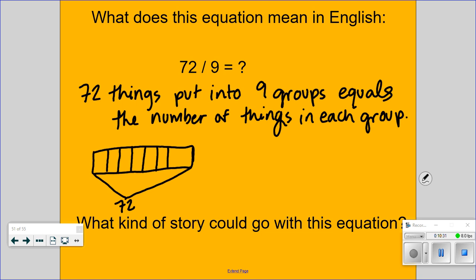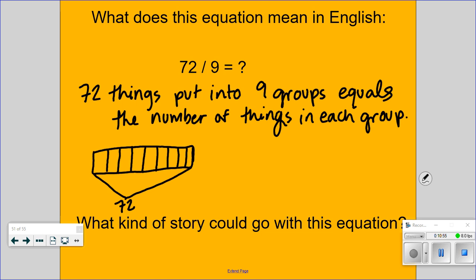1, 2, 3, 4, 5, 6. Now, I'm counting boxes, not lines. So 1, 2, 3, 4, 5, 6, 7, 8, 9. There we go. Now I have 9 boxes, because I need my groups, my boxes, to be 9. Yep.